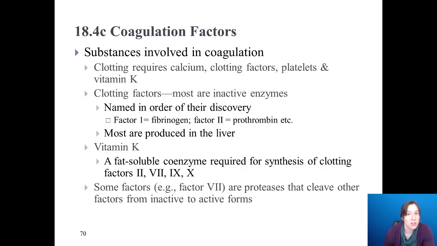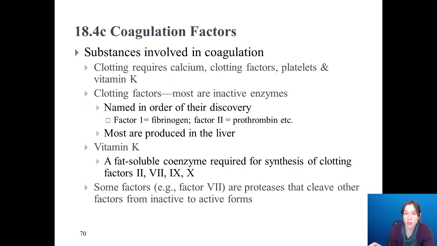And so there are many substances that are involved in coagulation. Clotting requires calcium, it requires clotting factors, platelets, as well as vitamin K. So we'll talk a lot about different clotting factors. Most of them are inactive enzymes that have to be activated in order for clotting to happen, because as we said, we don't want uncontrolled clotting to happen in the body. And they were named in order of their discovery. So factor 1 is fibrinogen, factor 2 is prothrombin, etc. So they are named numerically.